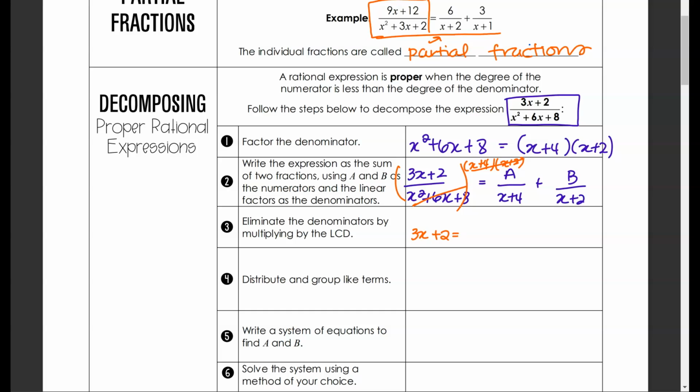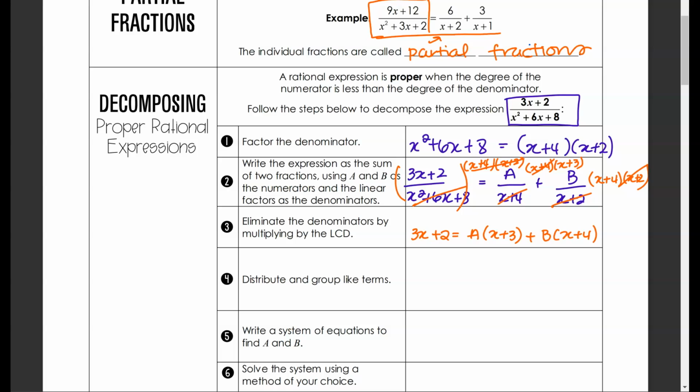On this side, I'm going to multiply each individual term by the LCD. So when I multiply this side by the LCD, what I'm left with is A times x plus 2, because the x plus 4's cancel out. Then I'm left with, when I multiply this side by the LCD, notice how the x plus 2 disappears, so I'm left with B times x plus 4. So that's what that step is going to ask me to do.